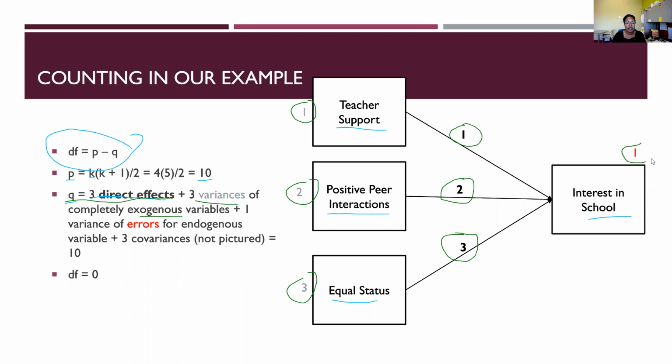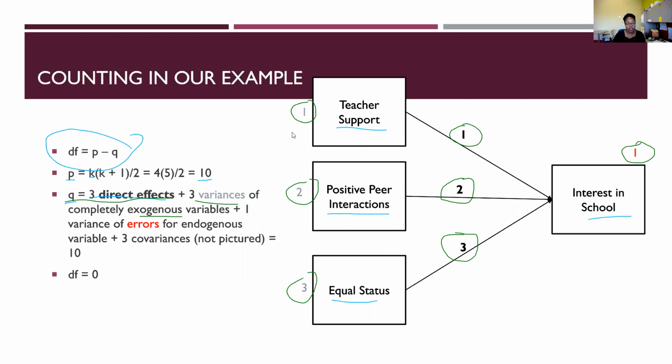This is a minor point, but if you just want to combine all your variances and say you're going to have a variance for each variable, that's fine too. So 1 variance of our endogenous variable, and then 3 covariances.